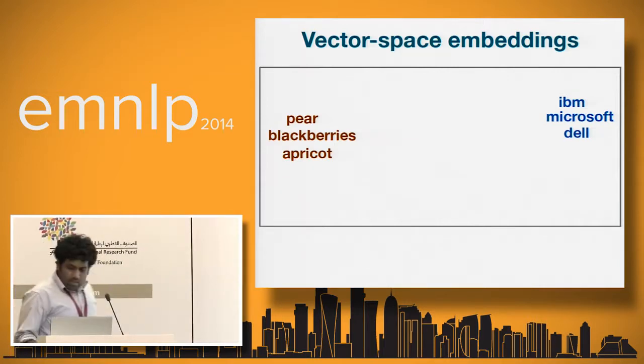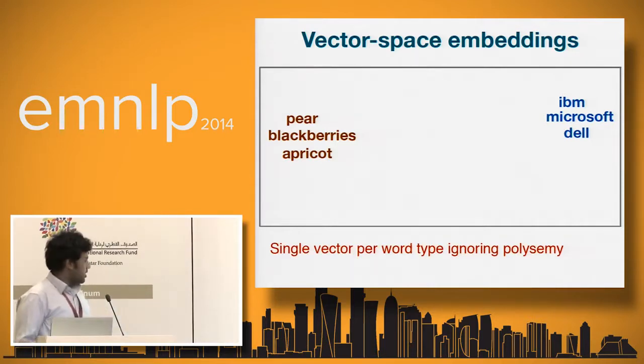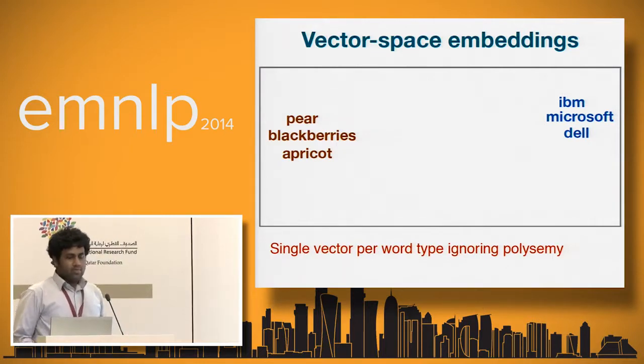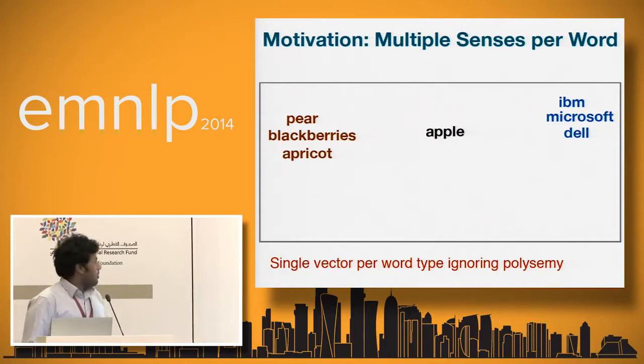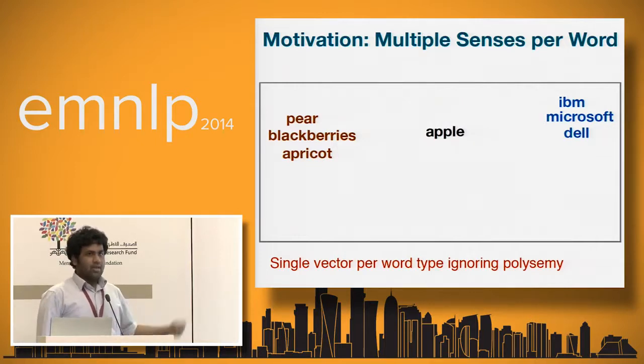But a problem with most previous work in vector space embeddings is that they learn a single vector for every word type, ignoring polysemy. So if you have an ambiguous word like apple, a situation like this happens where it is close to the cluster of fruits and the cluster of companies. And this reduces the effectiveness of using these vector embeddings in downstream tasks.